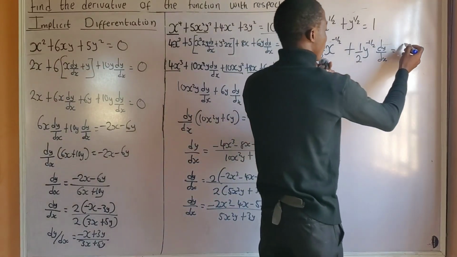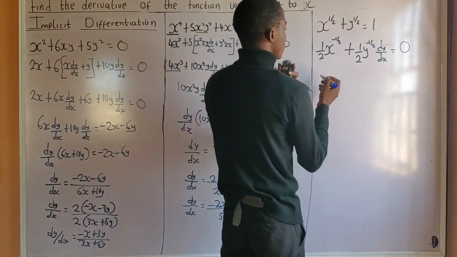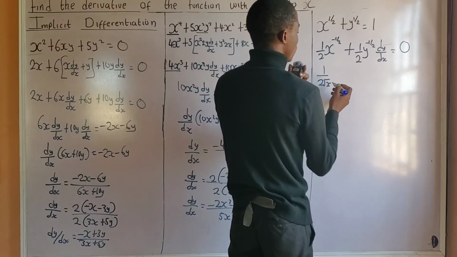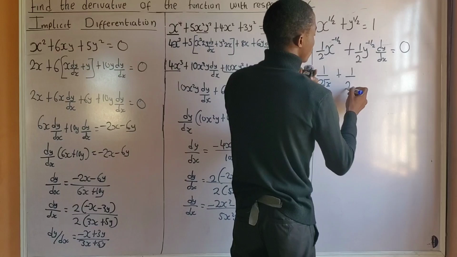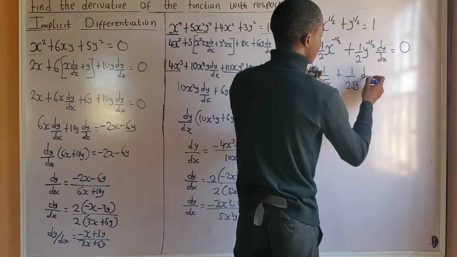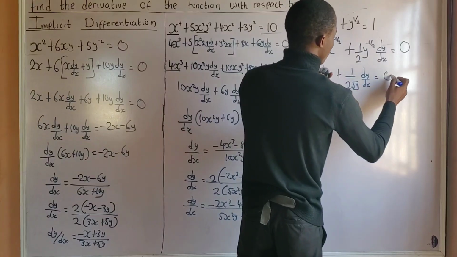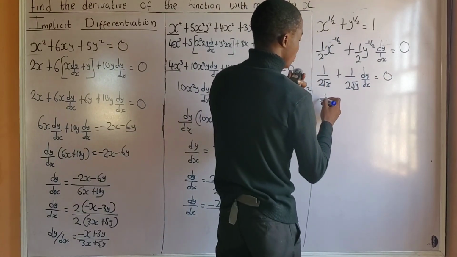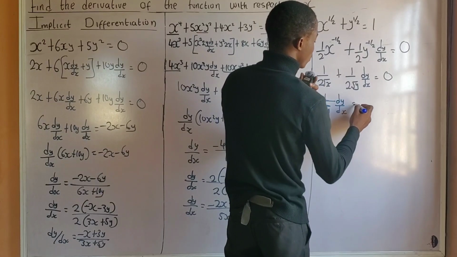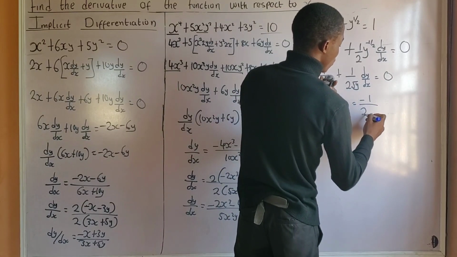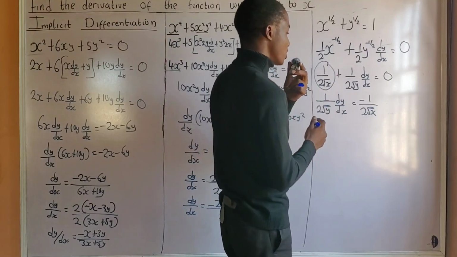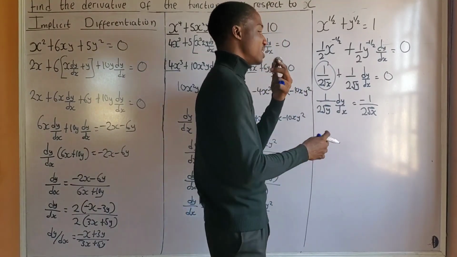This will be equal to what? 0. Okay, for this I'm going to have 1 over 2 root x plus 1 over 2 root y multiplied by dy over dx equals to 0. Okay, 1 over 2 root y dy all over dx will be equals to negative 1 all over 2 root x. Do you understand? Because I just take this 1 over 2 root x to the right hand side of the equation, so it becomes negative.